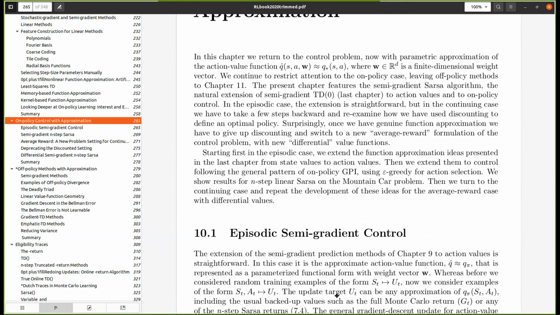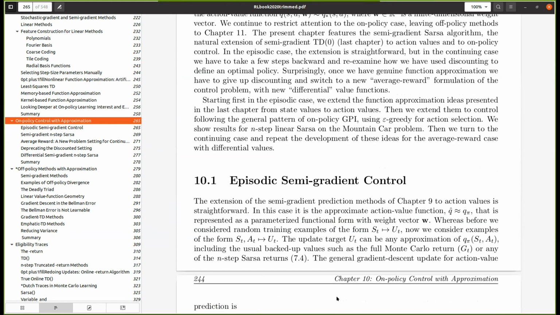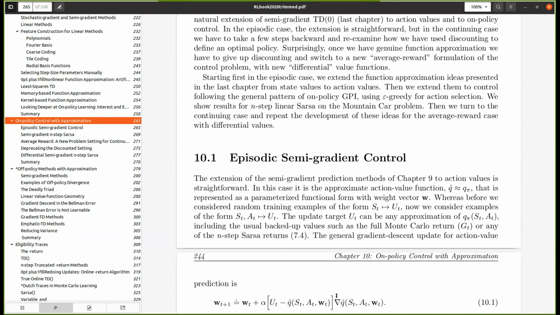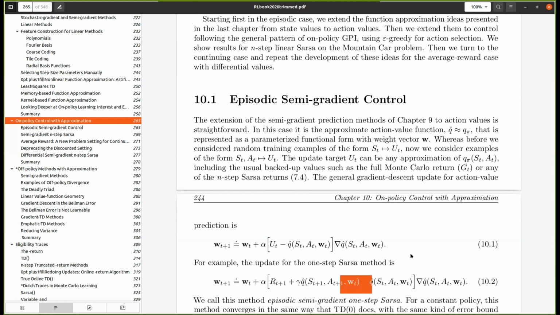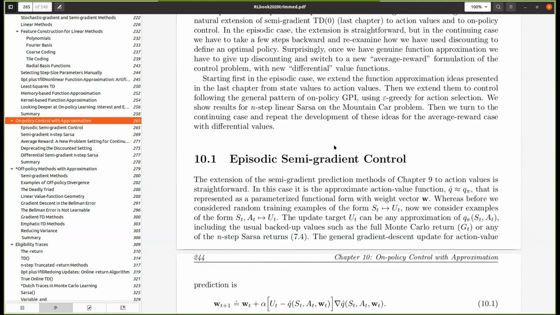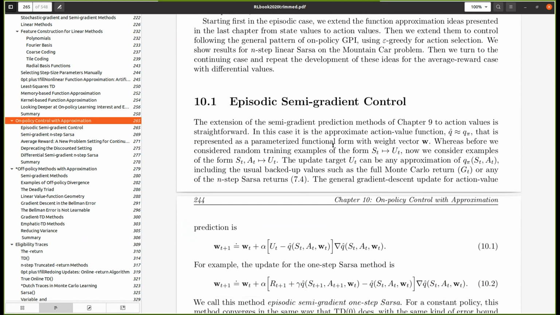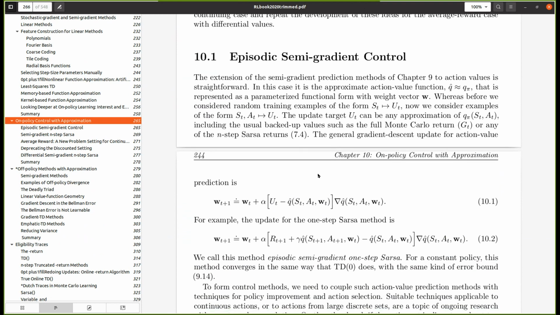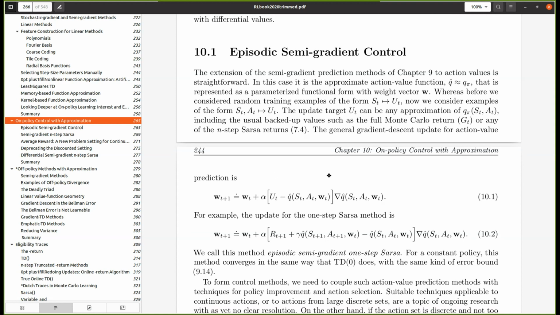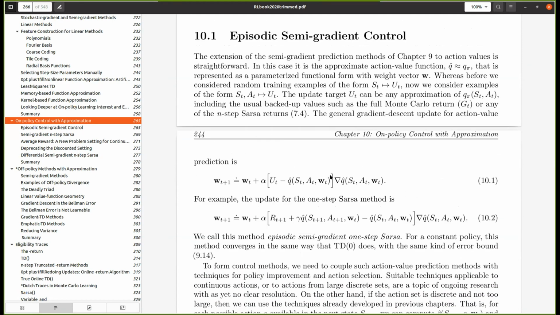And the algorithms we are going to consider are still the same familiar variations of TD control, like SARSA and Q-learning and expected SARSA, stuff like that. So all of this is still applicable to the function approximation case, but we will have to introduce a couple of modifications, and let's consider those. So for the, let's first talk about episodic semi-gradient control. And in this case, we have the least difference compared to the tabular case.